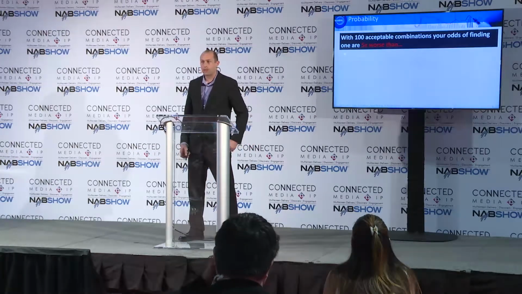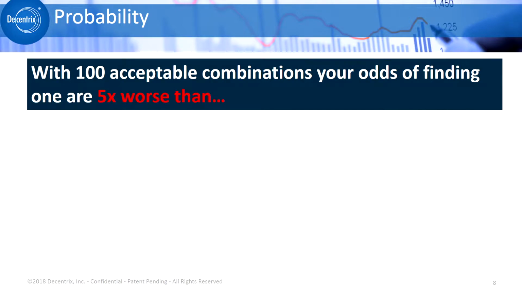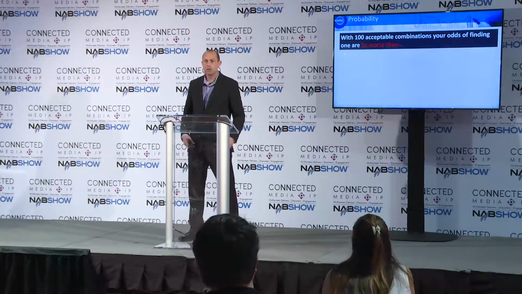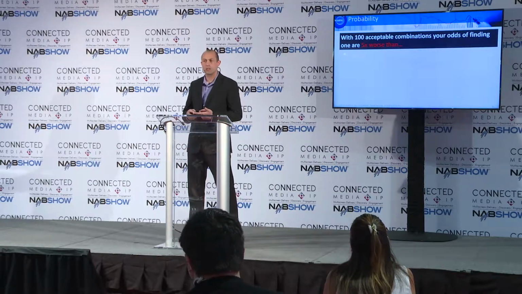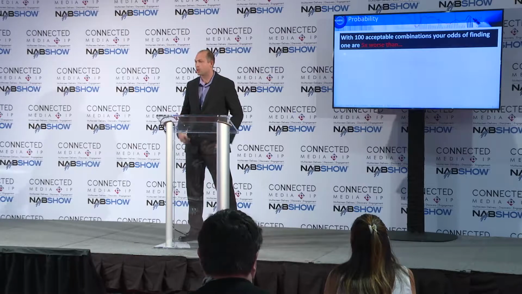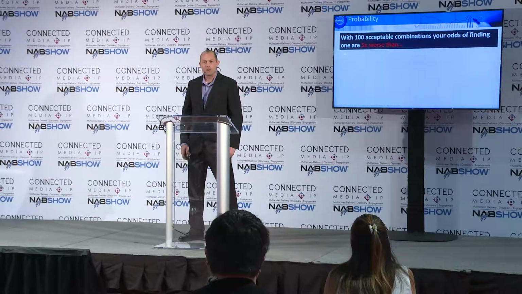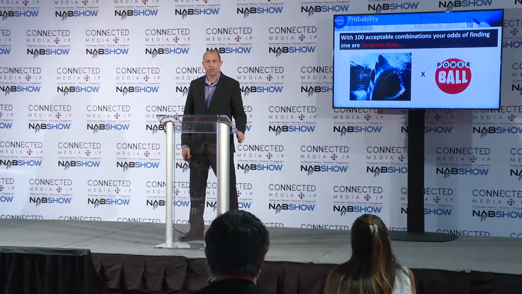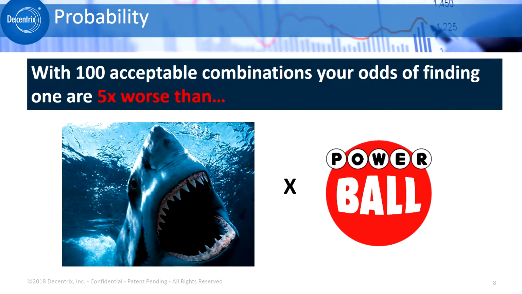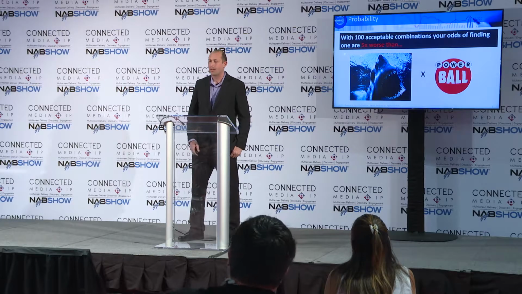Now, I'll grant that there's probably more than one outcome that's achievable there. So let's just say there's 100 acceptable combinations that meet the agency's needs and are things that are actually going to deliver what you need. That's actually 5 times worse than your odds of being attacked by a shark on the same day you win Powerball. So just think about that.